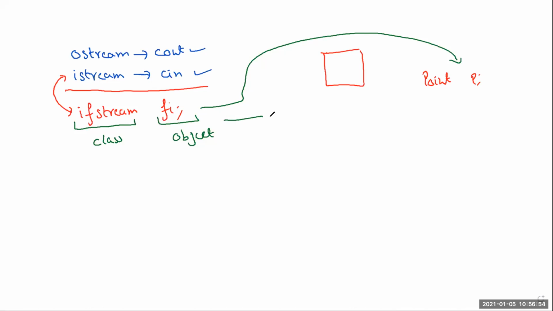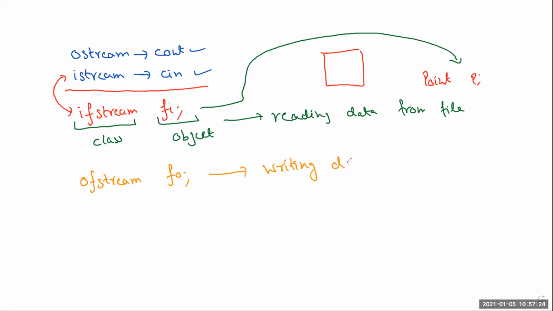Let me write it so that it is clear. It is for reading data from file. And similarly, when you want to write data to a file, you have some variable, you want to store them in a text file, so you will create an object of this class, which is called ofstream. Again, this is for writing data to a file. Just like the previous one, this ofstream is your class and this is your object.